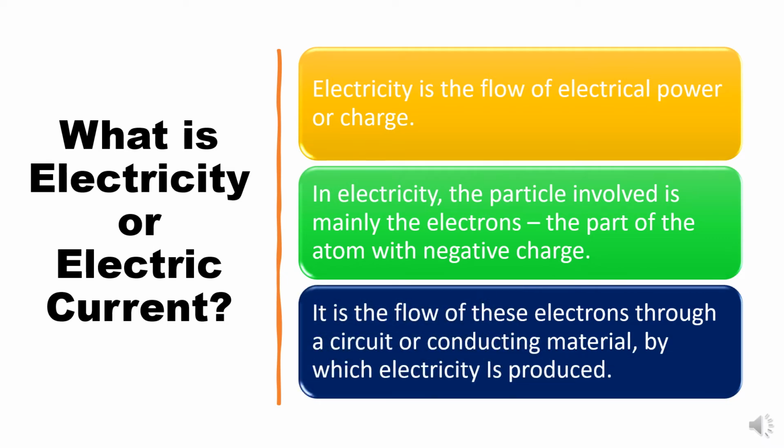So what is electricity or electric current? Electricity is the flow of electrical power or charge. In electricity, the particle involved is mainly the electrons, the part of the atom with negative charge. It is the flow of these electrons through a circuit or conducting material by which electricity is produced.